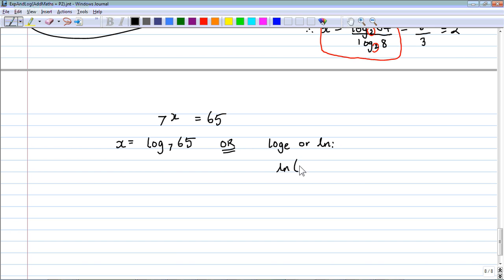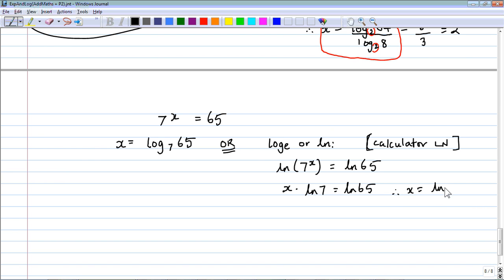ln of 7 to the x equals ln 65. Now, why might we want to do this? Because the calculator has the ln button, which is the natural logarithm. Now we apply the power law of logarithms. x times ln 7 equals ln 65, and obviously that means x is ln 65 over ln 7.